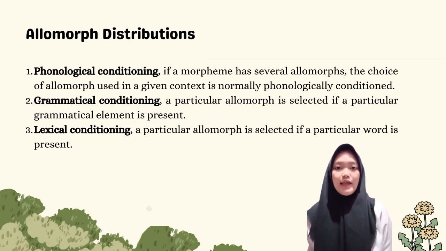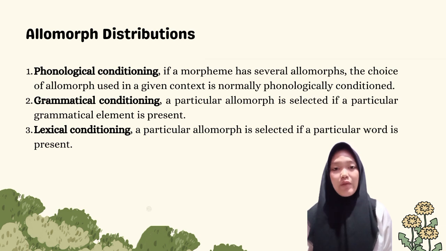Allomorph distribution. The allomorph distribution is divided into three. The first is phonological conditioning. If a morpheme has several allomorphs, the choice of allomorph used in a given context is normally phonologically conditioned. It means that the allomorph selected to represent the morpheme in a particular context is one whose phonological properties are similar to those of sounds found in neighboring allomorphs of some other morpheme.